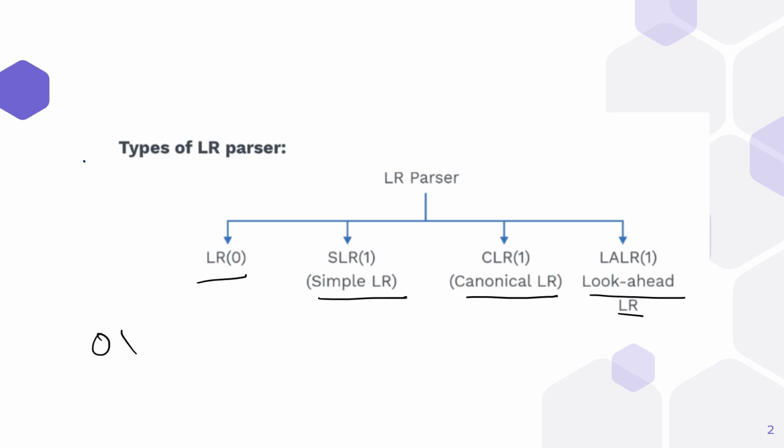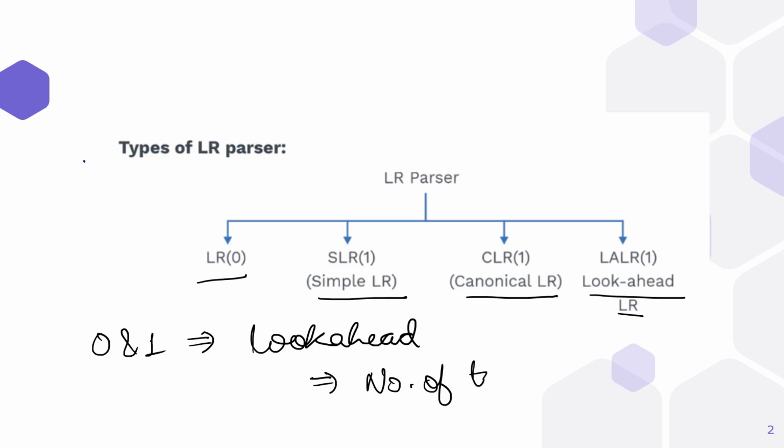Here 0 and 1 means the look ahead. What do you mean by look ahead? Look ahead means the number of tokens it can read at a time.